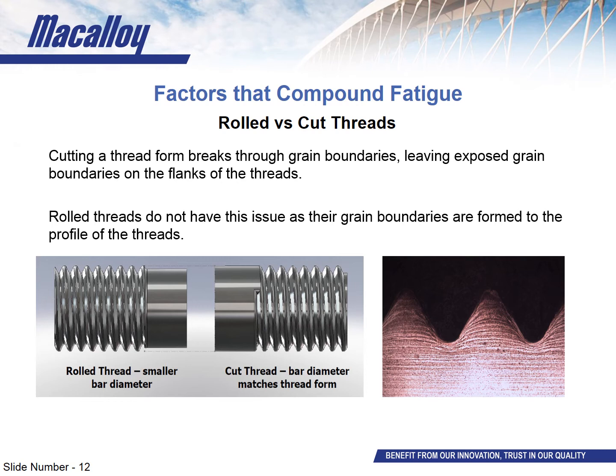So this is the method that we actually use at McAloy, and as well as the weight and cost savings of using less starting material, the grain boundaries are not left exposed on the flanks of the thread as they are with the cut thread. Now you can see this from the image in the bottom right hand corner there, where these grains of the steel have been deformed and rounded as the thread has been rolled on. Now this means it's more difficult for a crack to initiate.